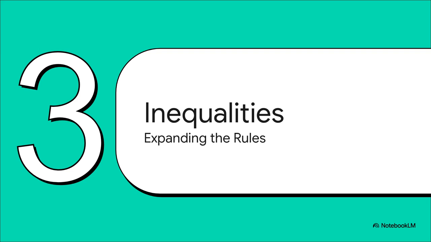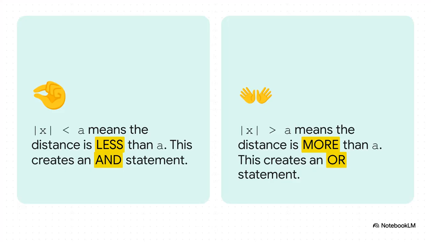This is where it gets really cool, because we're not looking for 1 or 2 specific points anymore, but whole ranges of answers. With inequalities, you've really got 2 main flavors. First, you have less than problems. These are asking for all the numbers that are close to 0, everything huddled in between 2 points. So we call this an AND situation. The other flavor is greater than. These problems are asking for all the numbers that are far away from 0, way out on the edges. We call that an OR situation.